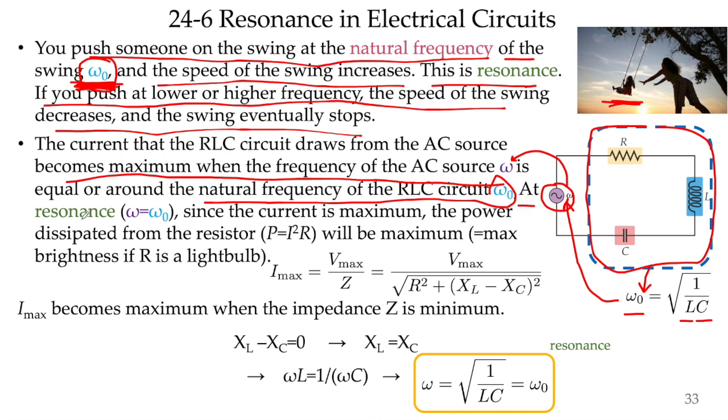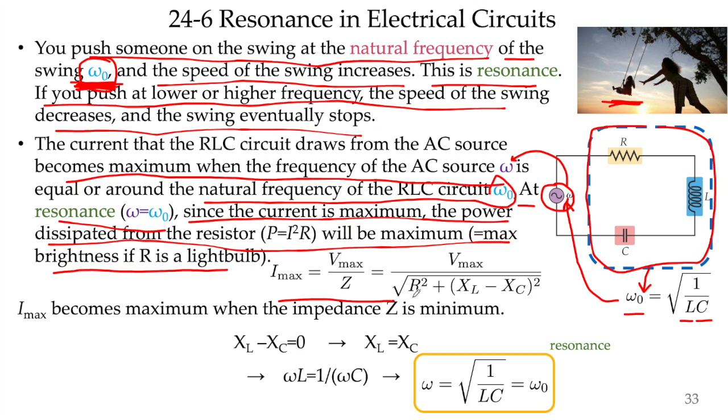At resonance, when the source frequency and the natural frequency of the circuit are equal, you get the resonance. That's the resonance point. At resonance, since the current is maximum, the power dissipated in the resistor will be maximum. So that also means, if it's a light bulb, you're going to get the highest brightness.